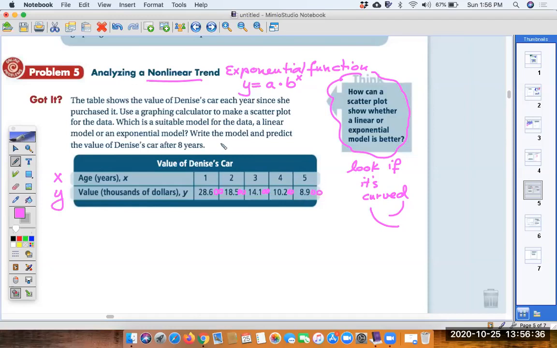Yeah, and our job is to use the graphing calculator, make a scatter plot, then a model is an equation. We don't know if it's linear or nonlinear. Most likely it's not linear, otherwise they wouldn't say it here, right? But you don't know for sure when you first start out. So we're going to look at the model, probably exponential, and we're going to write the equation, and then we're going to predict the value after 8 years.